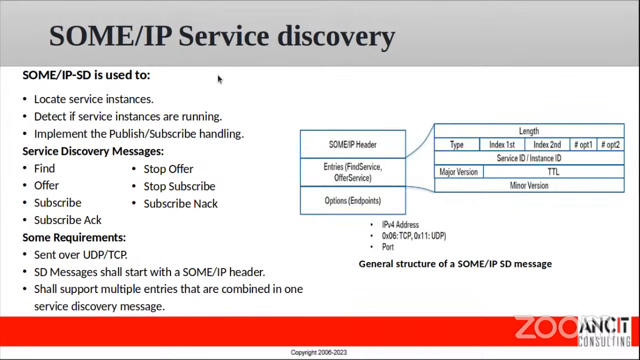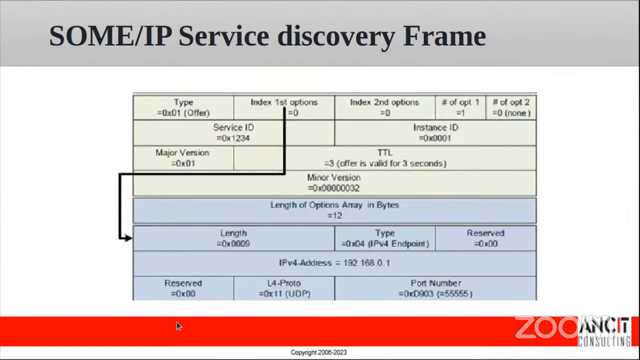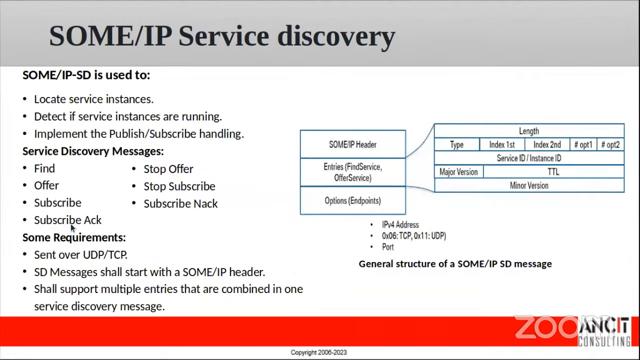Now, SOME/IP service discovery. It means it will discover which service servers are available in the network. First, we have a header with entries: find service, offer service. These are updated in service discovery. We can see here the frame format for this service. Here we have find, offer, subscribe, subscribe acknowledgement, stop offer, stop subscribe, and subscribe negative acknowledgement. These are the service discovery types.